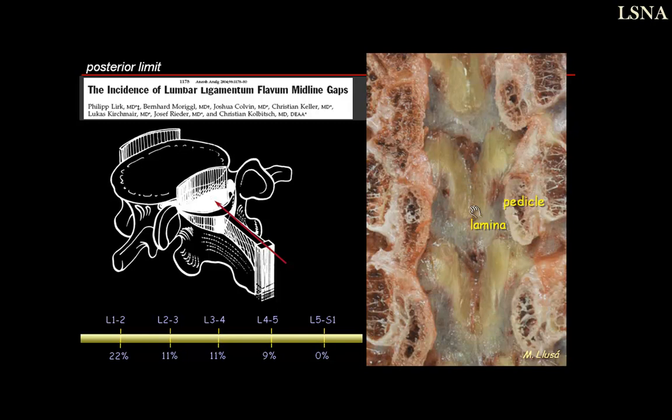However, this fusion is not always complete and gaps can persist for the passage of a vascular pedicle. These gaps were observed in 20% of specimens at L1, L2 level, and in 10% at lower levels. This fact could explain that the sign of loss of resistance is not present in some patients.